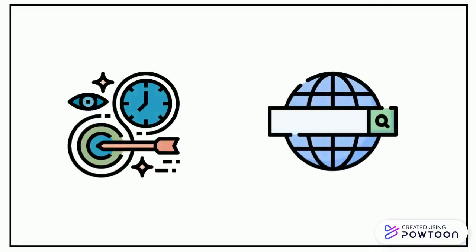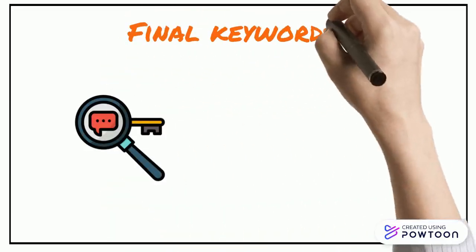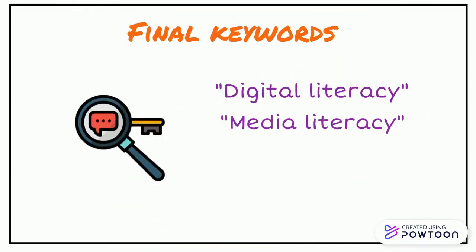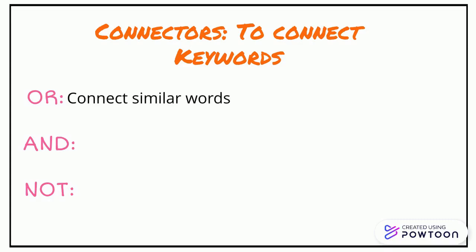School students, school policy. To get all the relevant results, you can use the synonyms of these words. So in our example, the final keywords can be digital literacy, media literacy, school students, school policy.